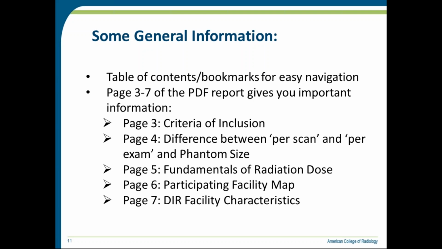Some general information about pediatric and adult PDF reports. There are contents or bookmarks for easy navigation. Pages 3 through 7 of the PDF reports give you important information. I'm not going to read through all of these. They contain the criteria of inclusion for adult and pediatric reports. What is the difference between per scan and per exam and phantom size? What are the fundamentals of radiation dose, the participating facility map, and DIR facility characteristics?